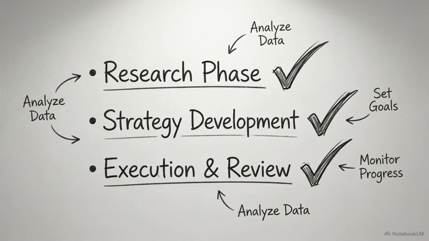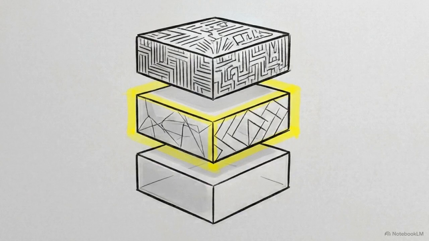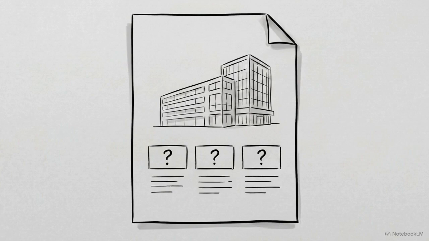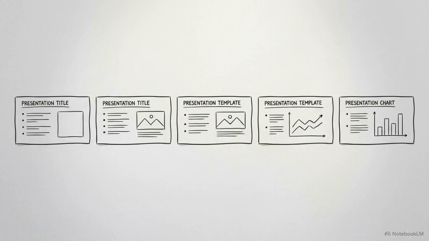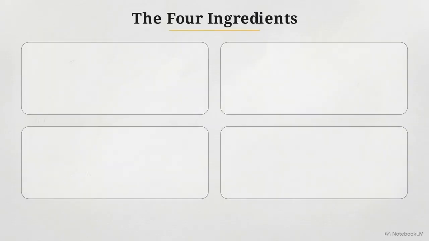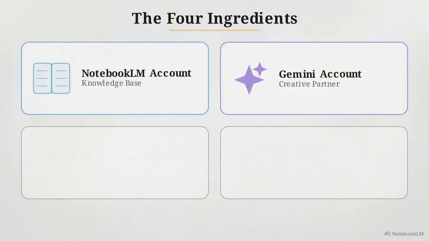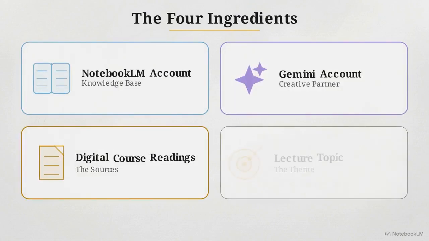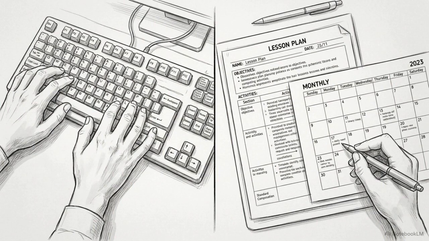pack. This pack provides measurable learning objectives, layered explanations with analogies, custom mini-cases for your specific audience, and a streamlined slide plan. To build this, you only need 4 things: active accounts for NotebookLM and Gemini, your digital course readings, and a specific lecture topic. Structuring your workflow around these tools allows you to move from manual slide writing toward high-level teaching design.